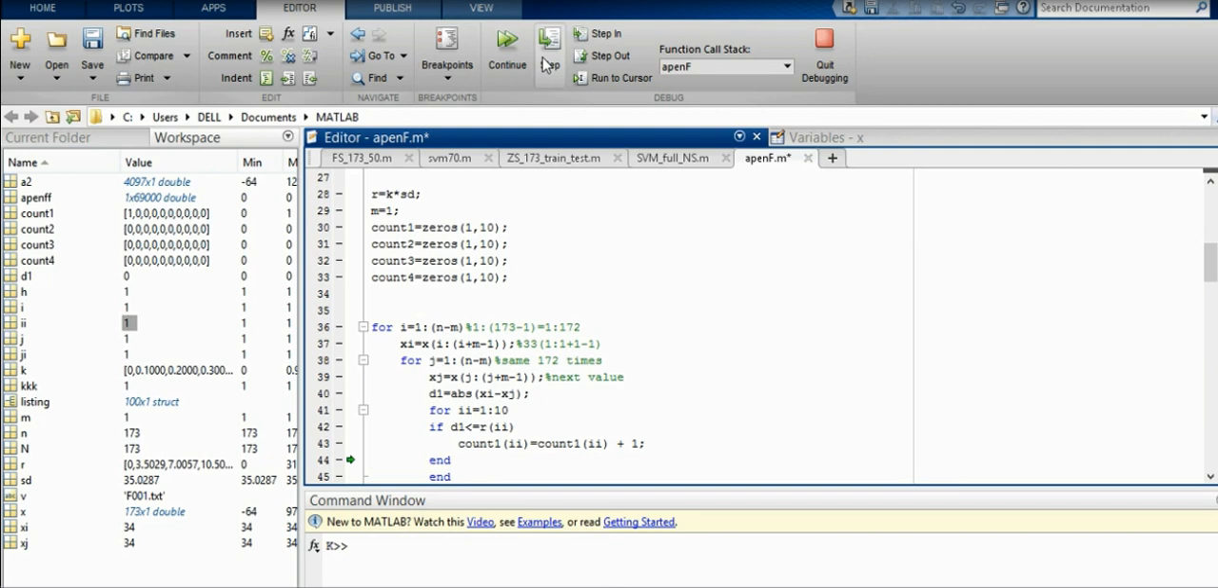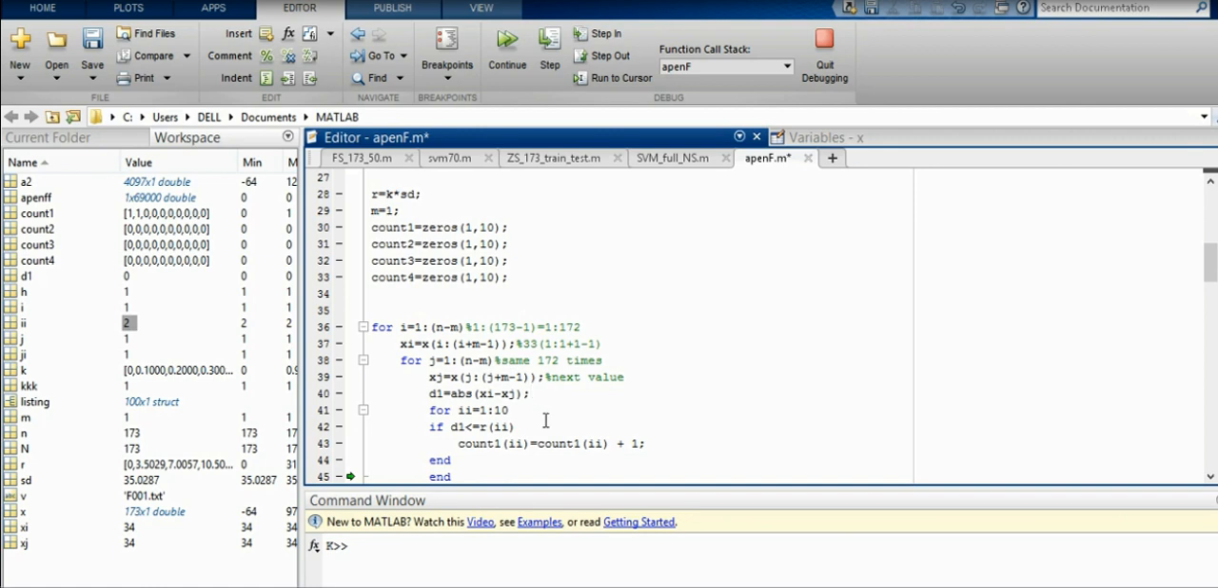All the values are compared with d less than or equal to r of i, that means it's compared with all 10 values, and when the value d is less than r of i, then the counter is increased. So here the counter count 1 contains one value, which means the first value is less than or equal to r of i. This all the value is stored in count 1.